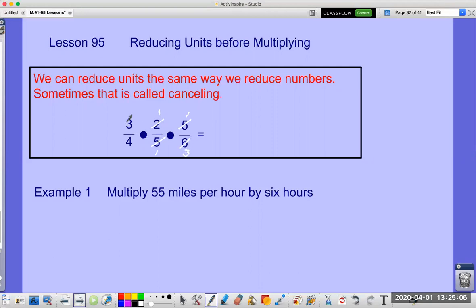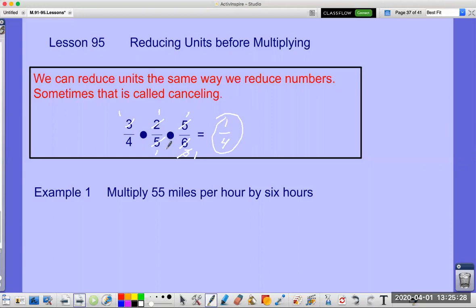Look what happens. Now I've got this 3 divided by this 3, so I have to keep going if I can cancel. So now all I'm left with is 1 times 1 times 1 in the numerator and 4 times 1 times 1 in the denominator. That would be 4. So here's the reduced fraction, it would be 1/4.